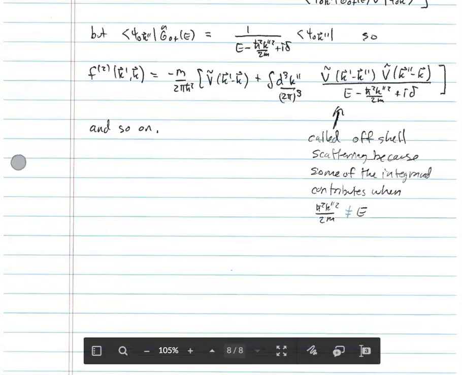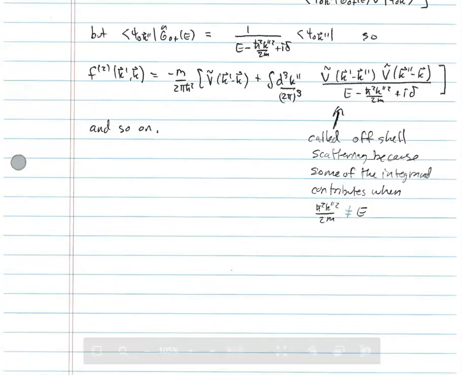All right, that brings us now to the end of Lecture 22. In Lecture 23, we're going to be continuing with the scattering theme.